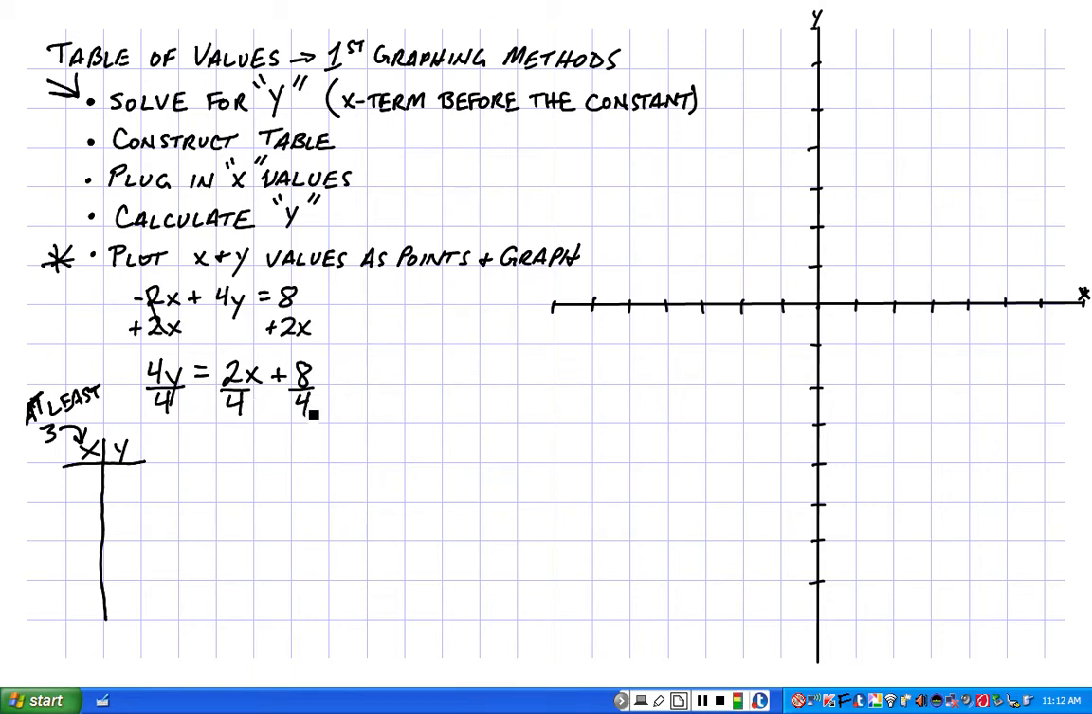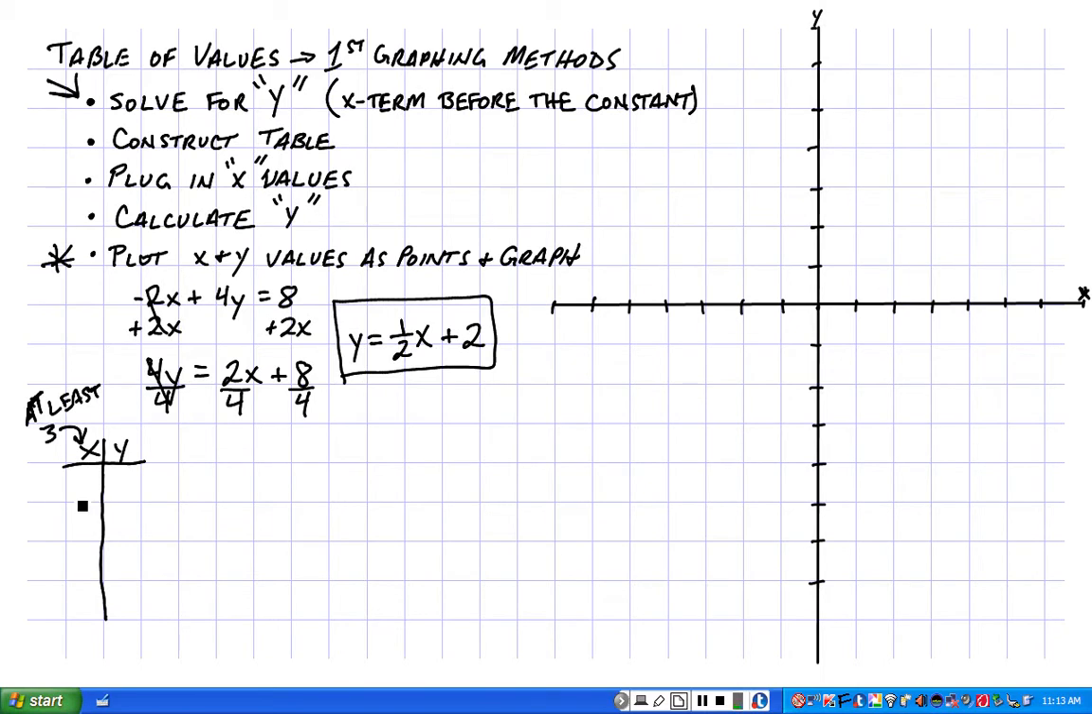So now what you get, and pay close attention, you end up with y equals 2 over 4. And you do not write 2 over 4 because 2 over 4 reduces down to 1/2. So you write 1/2 x plus 8 over 4, which is 2. So y equals 1/2 x plus 2. Alright, so this will be the equation we're working with. Now, again, next we want to construct our table. So we're ready to put our numbers in to construct our table.